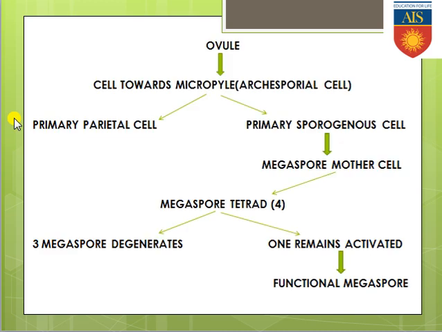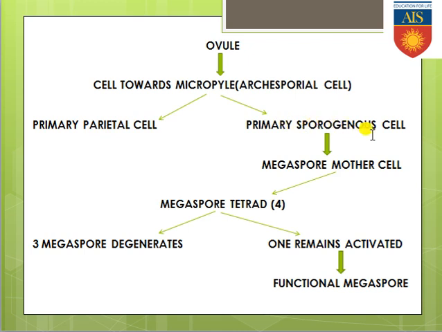So let's see. Here, first of all, I have written ovule. Keep in mind, within the ovule there are a few cells present towards the micropylar end, before the presence of the egg and synergids. Those are initially called archisporial cells. These are primitive types of cells. This archisporial cell divides into 2 different types of cells: one is the primary parietal cell, and another is the primary sporogenous cell.